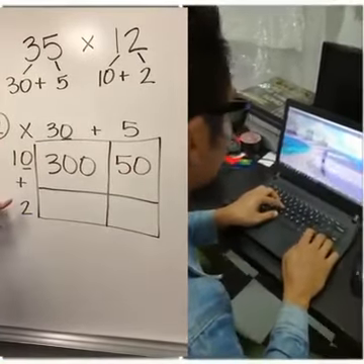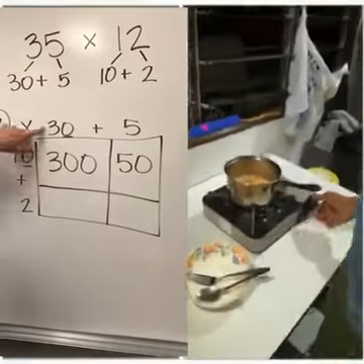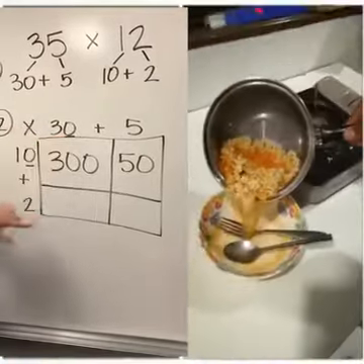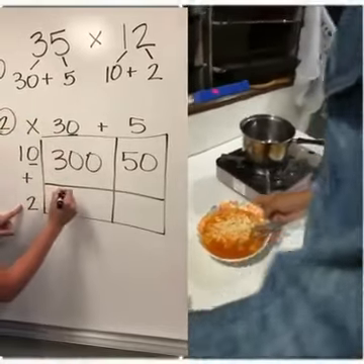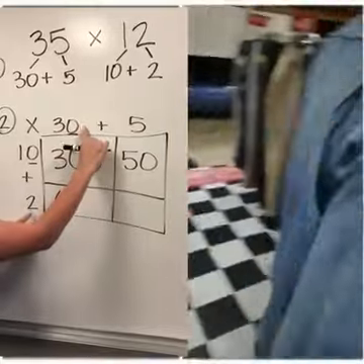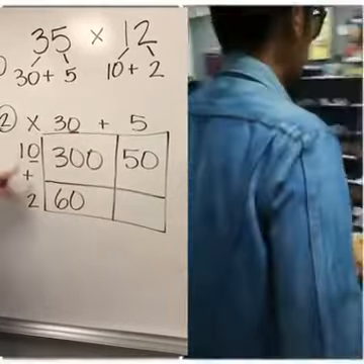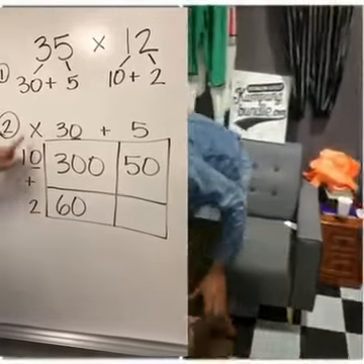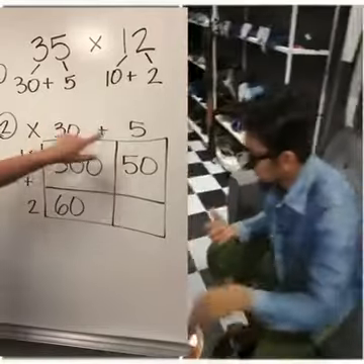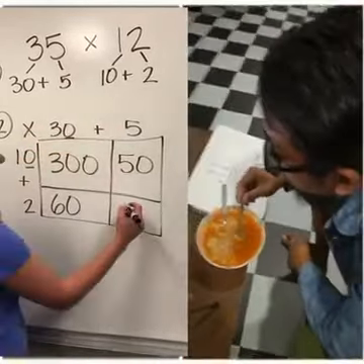And then we do the 2. We go down to the 2 because we're done with the 10. 2 times this, 2 times that. So 2 times 30: 2 times 3 is 6. And between both of these numbers, I've only got the one zero, so I attach it to the end. 2 times 30 is 60. 2 times this, 2 times that. Now I'm going to do 2 times 5. 2 times 5 is 10.